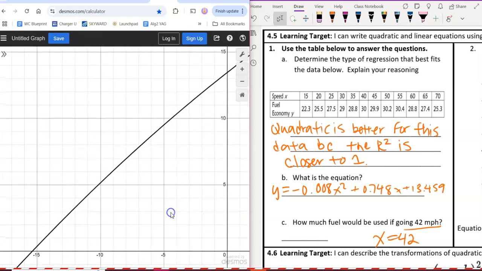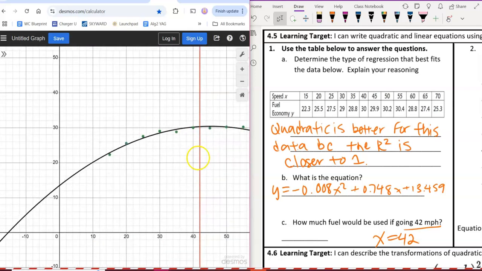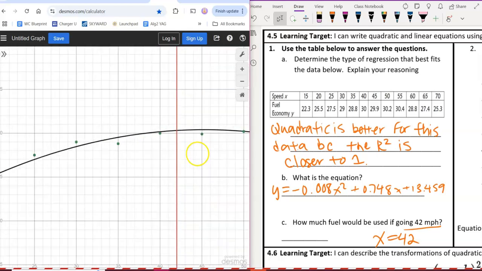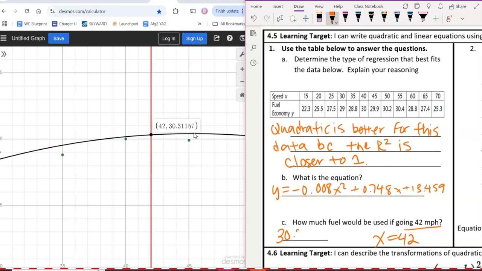Look at our calculator. We're looking for that line. There it is. Zoom in right there. If you click on it, you'll see a coordinate point. So when x is 42, you are using 30.312 miles per gallon, I guess.